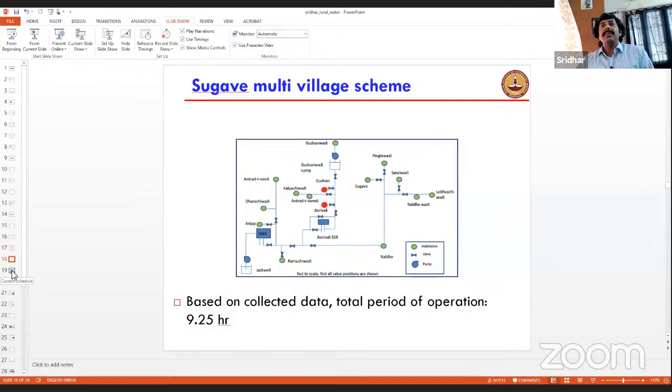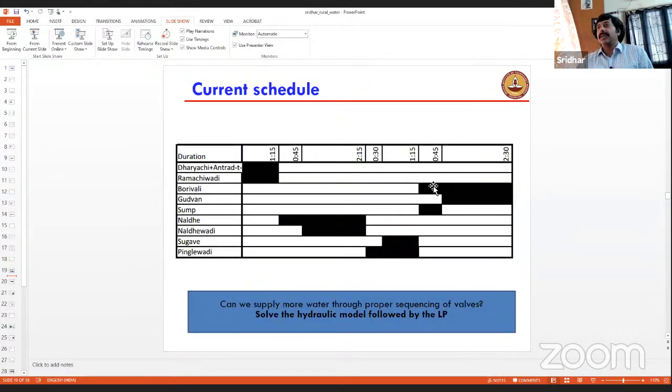They went to the field and found that this network was operated in a certain manner, and they saw that water is being supplied for around 9.25 hours. Now this is how it looks. This means that the first 2 villages over here get water for 1 hour 15 minutes. Then after that, the villages Nalde and Naldewadi get water for up to 2.25 hours, and so on.